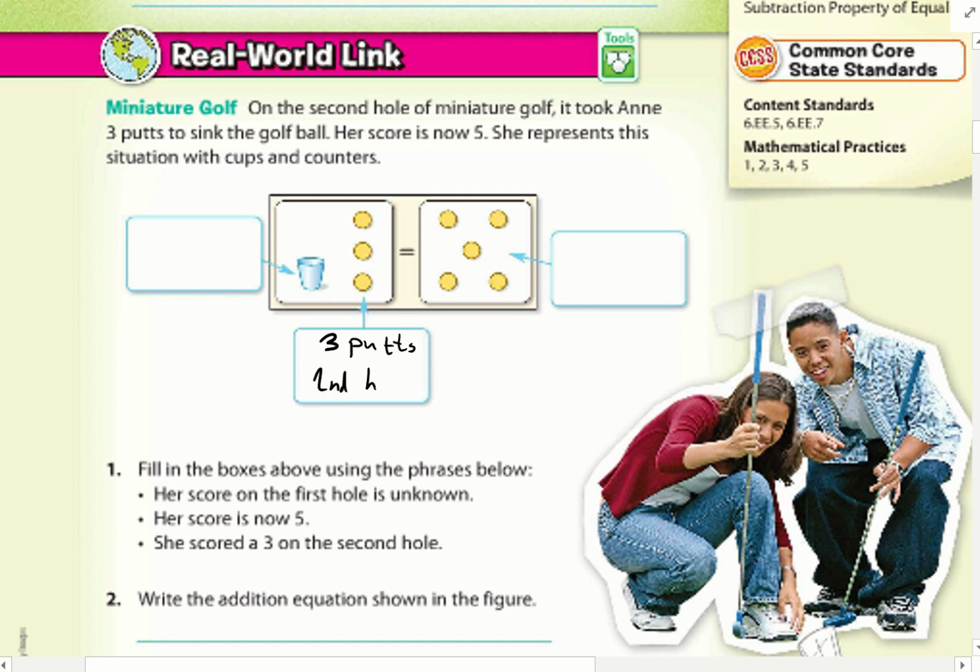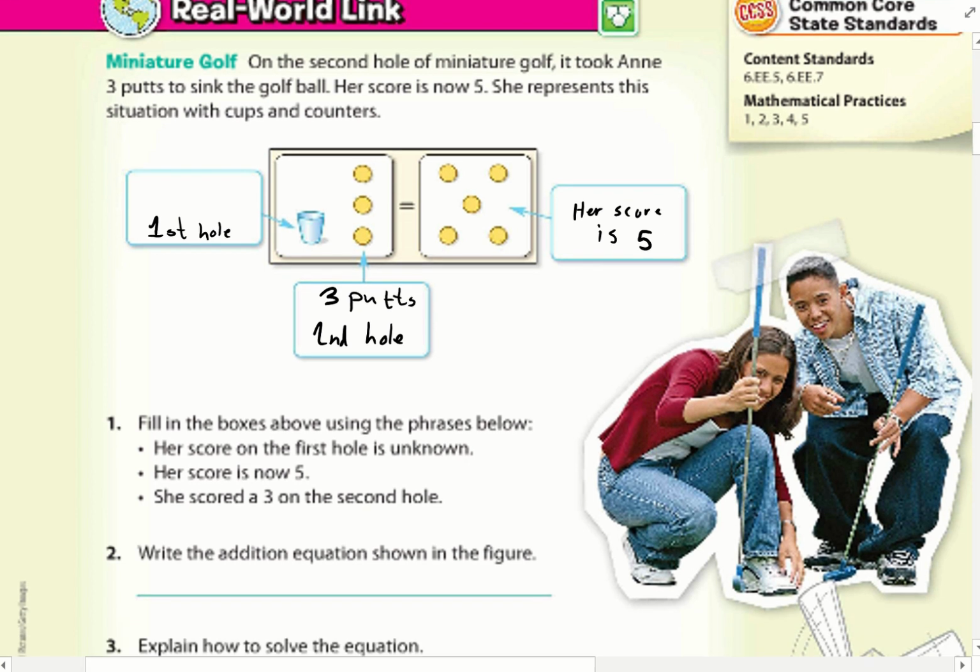That's the second hole. So in total, her score is 5. So how many did she make in the first hole? So that is our unknown number. So our cup in this case is going to represent x.